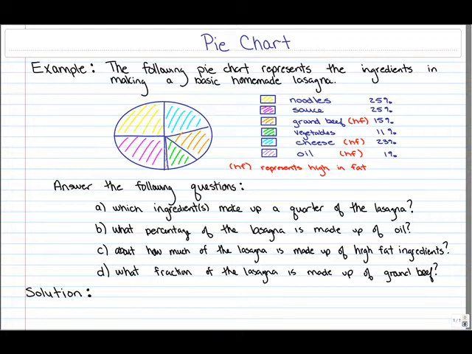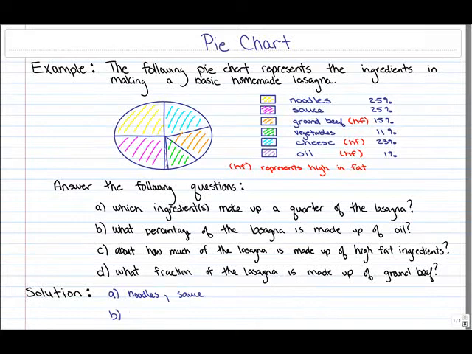Now for part A, which ingredients make up a quarter of the lasagna? Well, a quarter of the lasagna would be 25% of the lasagna. And you'll notice here that both the noodles and the sauce make up a quarter of the lasagna. So for part A, we should have written down noodles as well as the sauce.